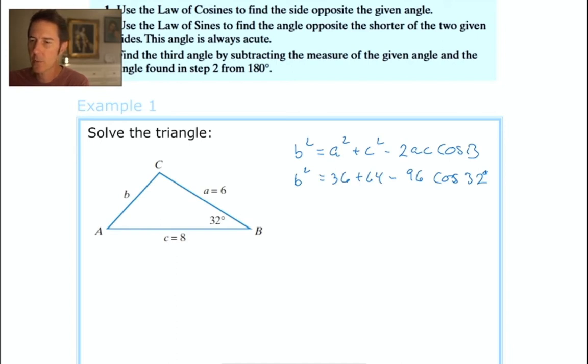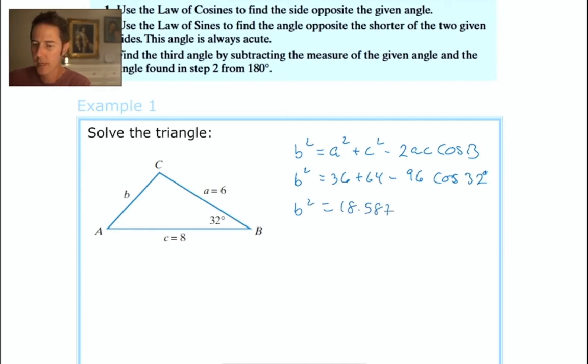And I got 18.587. I didn't make sure that I was in degree mode before I did that, so I hit the mode button and just double checked that I am in the correct mode, and I am. So B squared is equal to 18.587. We'll take the square root of both sides.